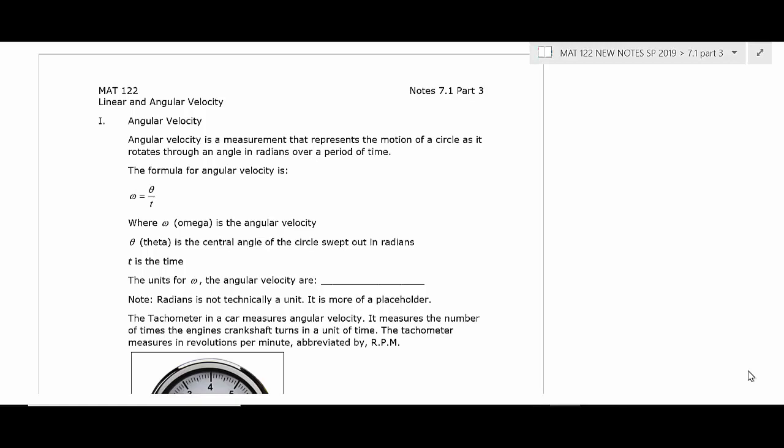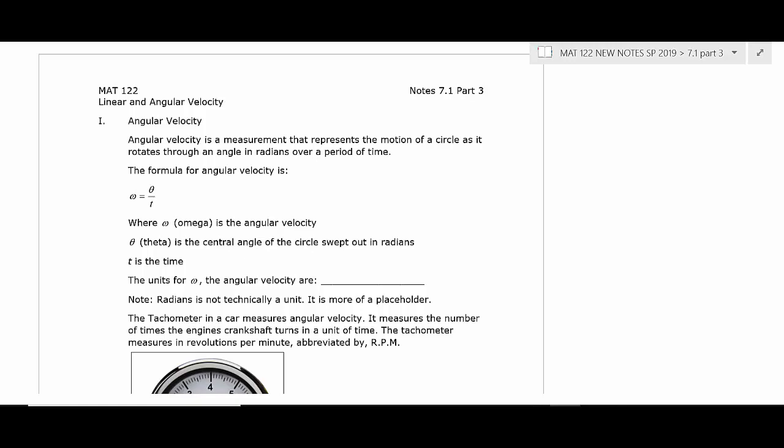Hello students, welcome to the third and last part of section 7.1, and this is the part where you get into the application, so hopefully you'll find this really interesting. This is a couple of physics applications that we'll look at since we've been talking about angles.